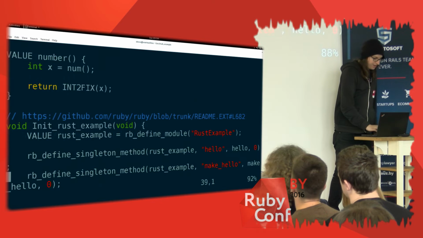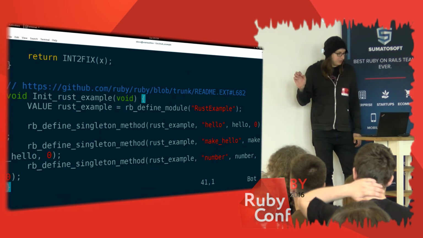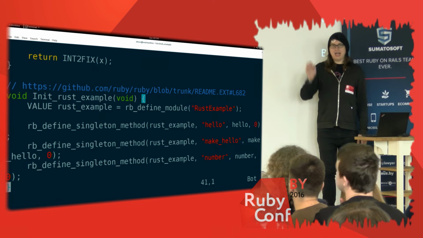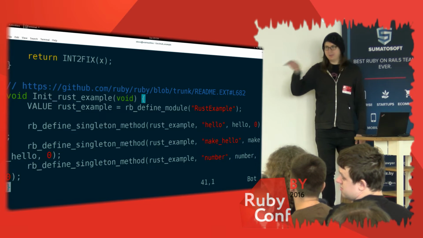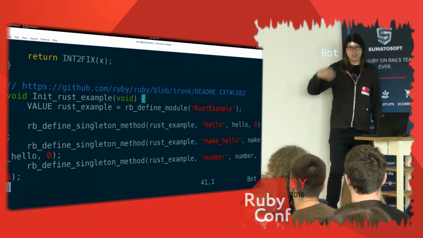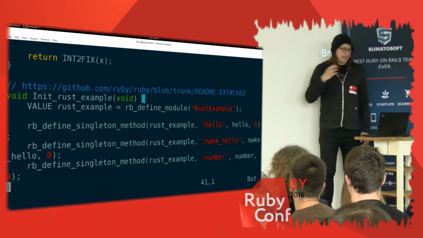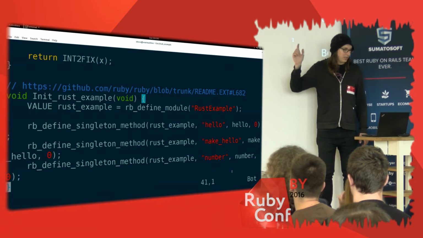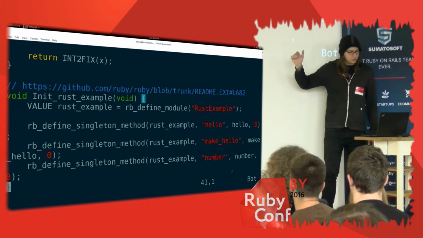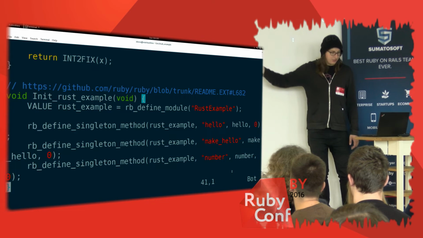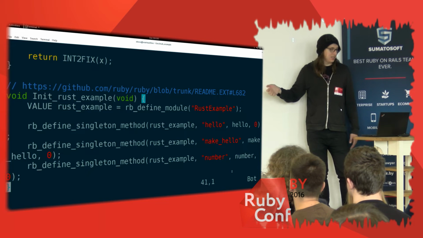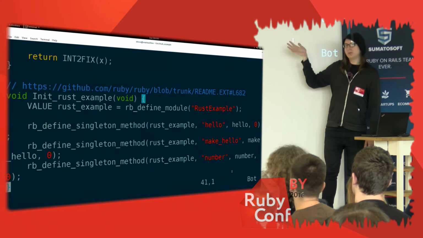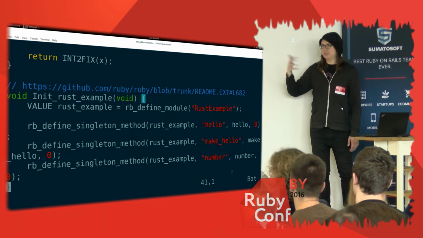And then finally, down here, there's this function called init Rust example. This is a convention that Ruby uses where it calls the name capital I init underscore the name of your gem, and this is that initialization function that gets called when your library gets loaded. So in this case, what we do is we define a module called Rust example, and then we define a singleton method on that module called hello, and it calls the hello C function, and 0 means it takes 0 arguments, and then same thing with make hello and number. So this is like the same thing as writing this code in Ruby, but writing it in C instead using Ruby's C internals stuff.